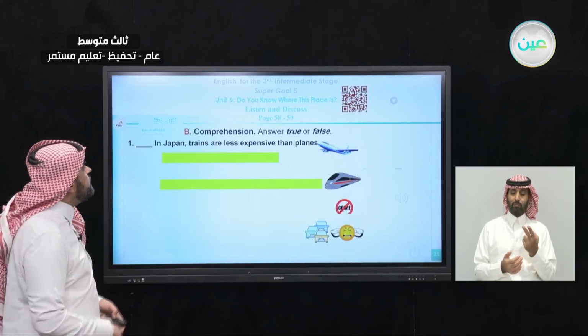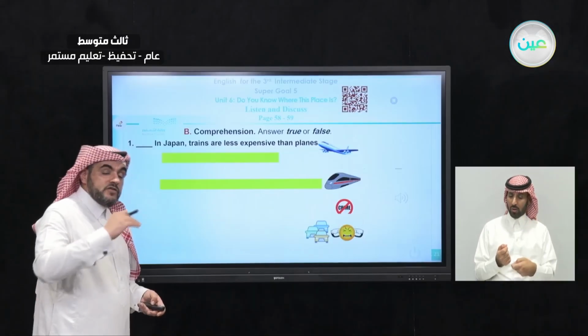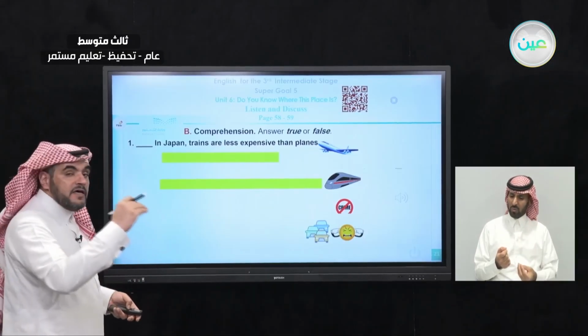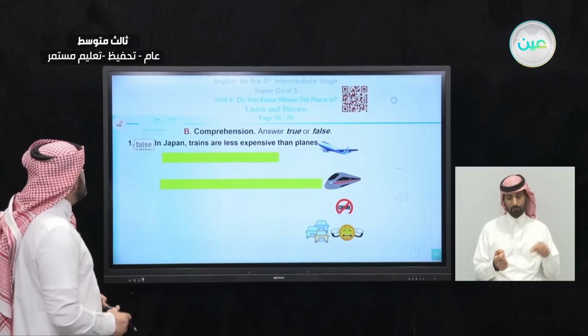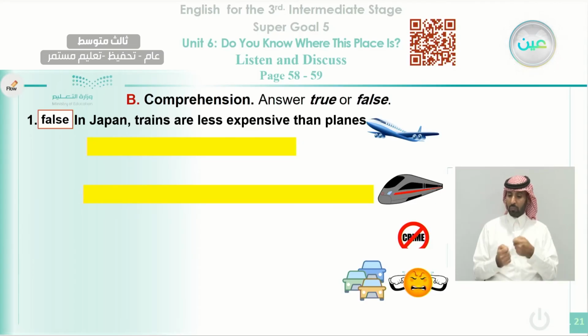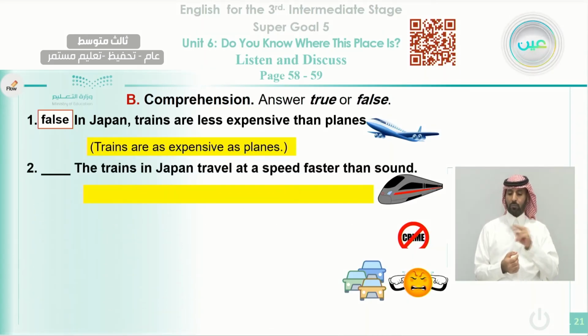And now we move to the questions that we started our class with, to answer true or false. In Japan, trains are less expensive than planes. The price that you pay for trains is less than for planes. Is this true or false? This is a false statement. What's the true statement? Trains are as expensive as planes. As expensive as planes means the same price. All of them are expensive.